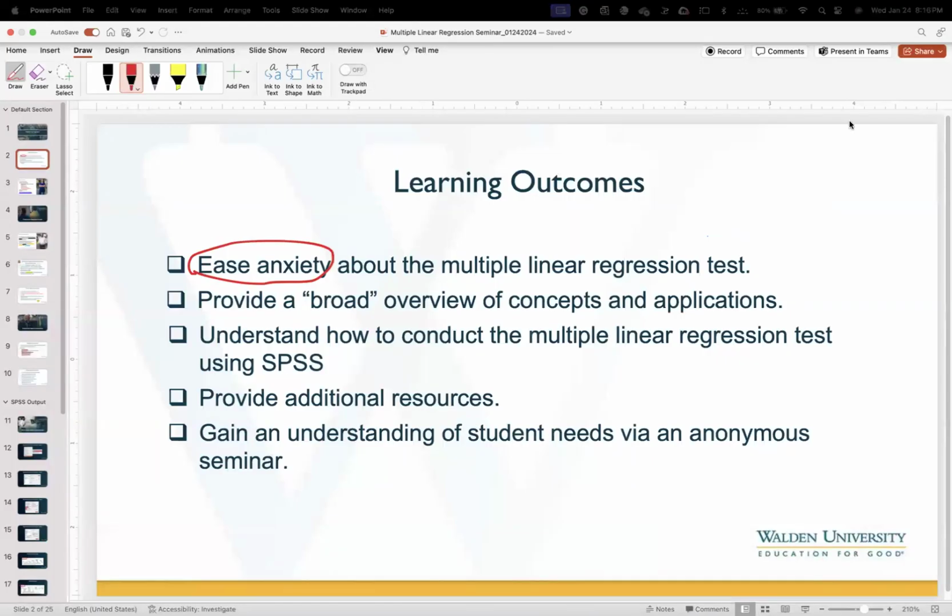If you find the time and are thinking, I would like to take my knowledge in multiple regression and extend it, perhaps to controlling for some variables, the session next week is suited for you.